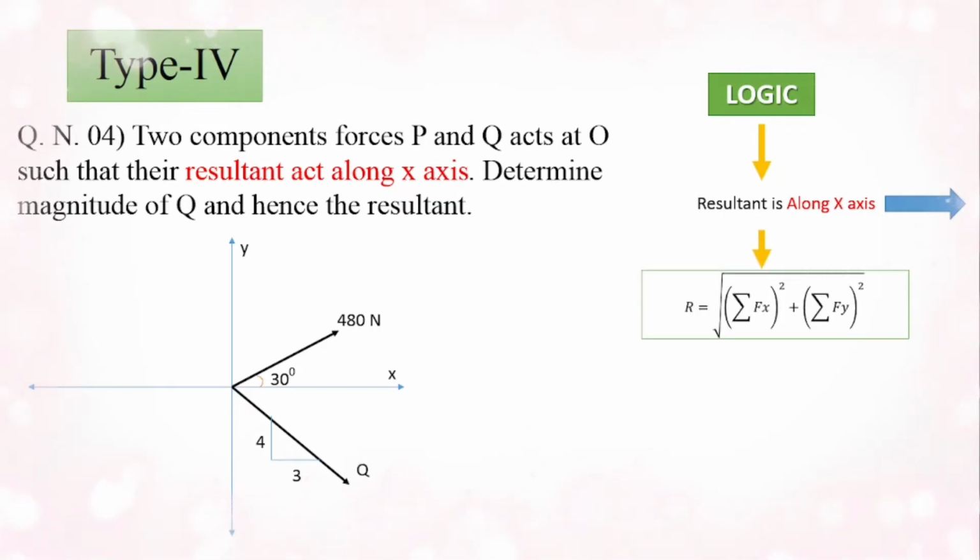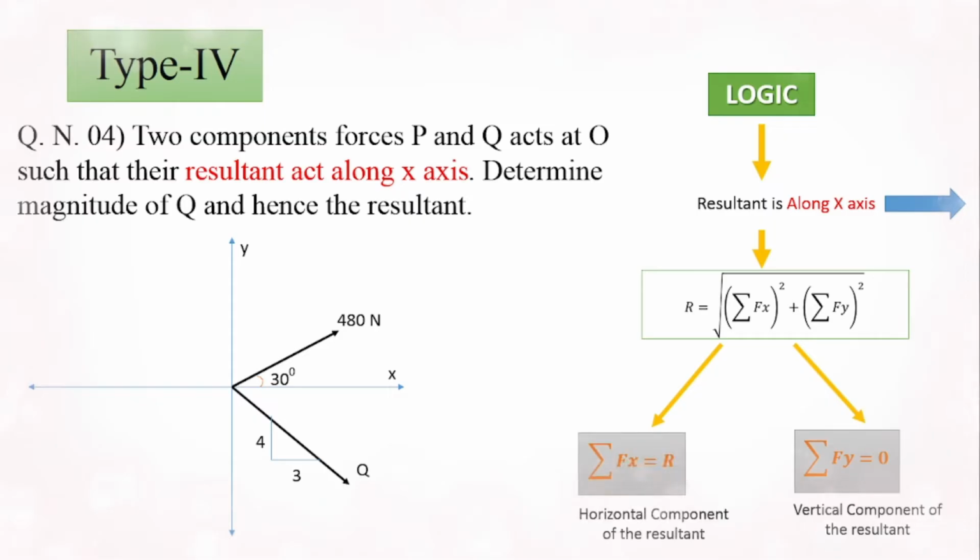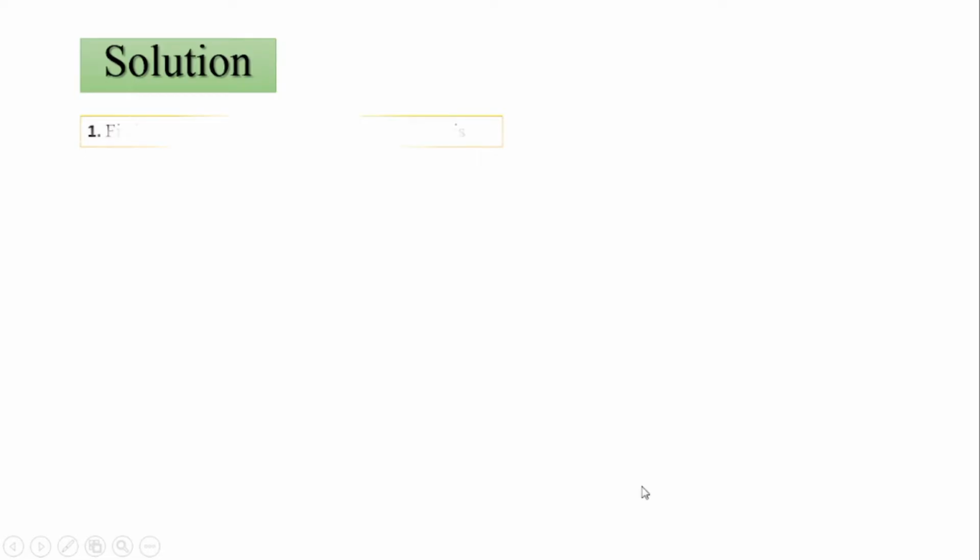So we know R is equal to square root of summation of Fx square and summation of Fy square. In this, as it acts along x-axis, summation of Fy is equal to 0 and summation of Fx is equal to resultant. So this is the logic behind this question. For this question, we'll consider summation of Fy as 0 and summation of Fx is equal to the value of the resultant. So we'll start with step 1.